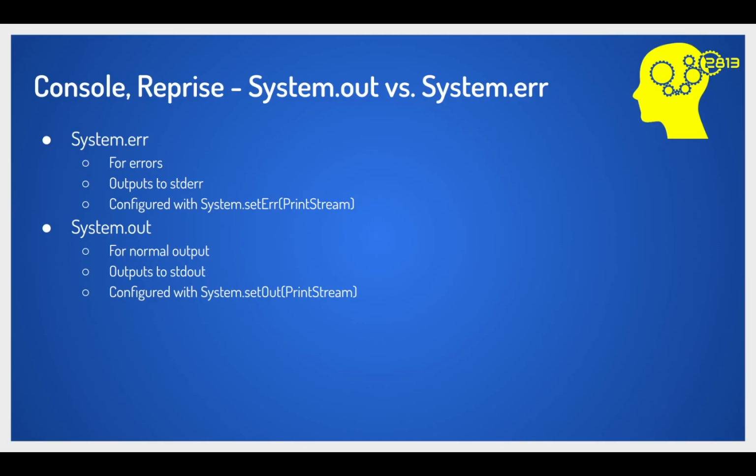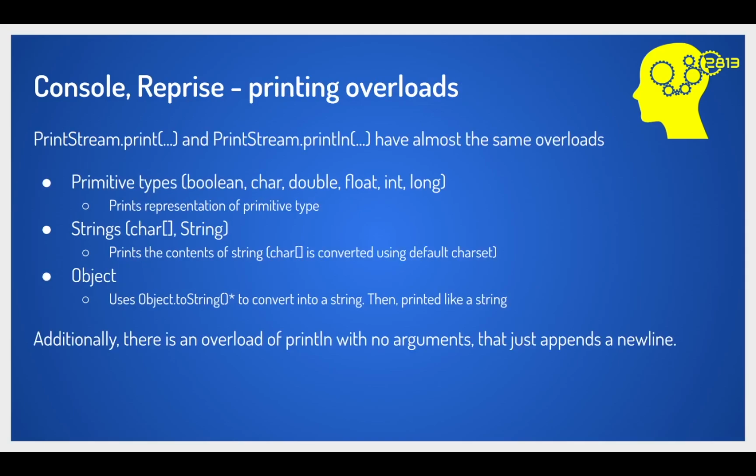System.err is for errors, which outputs to standard error or stderr, and can be configured with System.setErr. And System.out is for normal output that's not errors and outputs to standard out or stdout, and it can be configured with System.setOut. So, there are a lot of different overloads for printing.